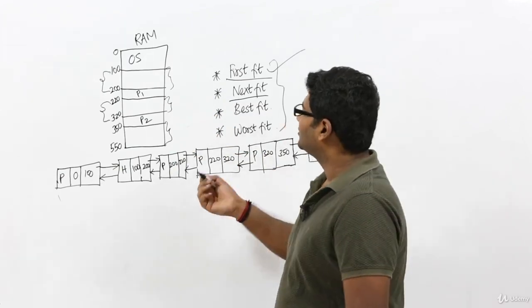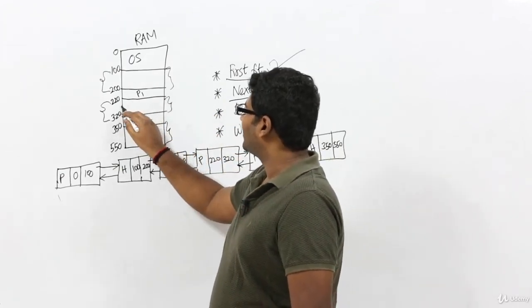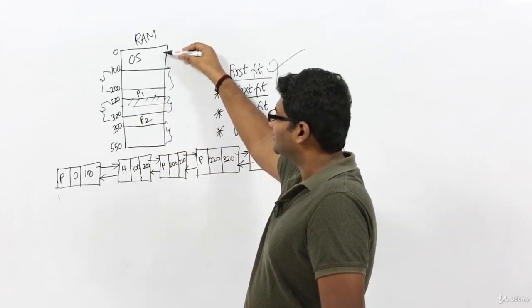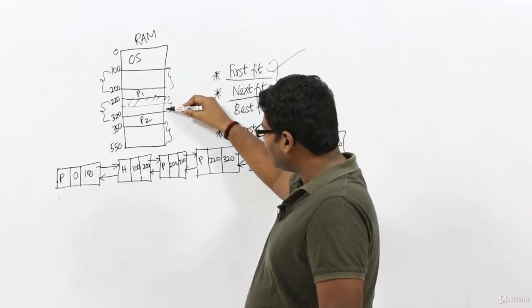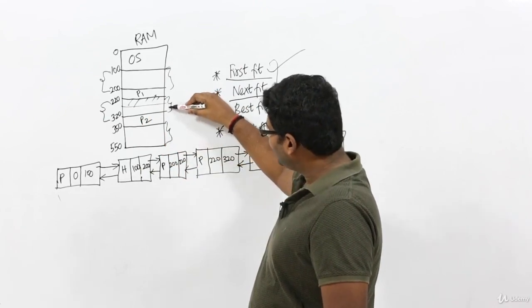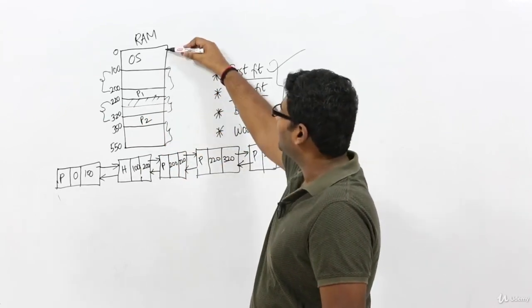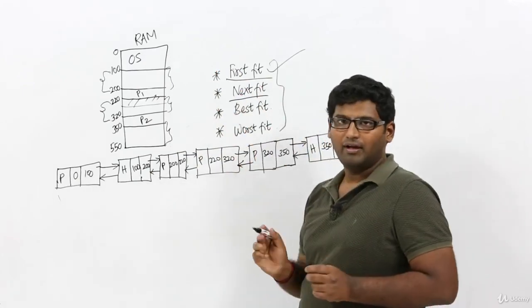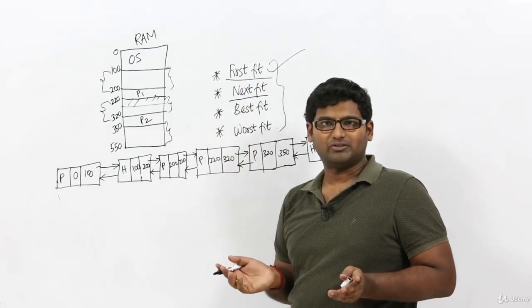Let us assume our process has been accommodated at this space. Now for the next process, we will not start from the beginning. We will start from here and then traverse. If we are not able to find a hole over here, we'll again start from the beginning. That is the only difference between next fit and first fit. Apart from that, they don't have much of a difference.